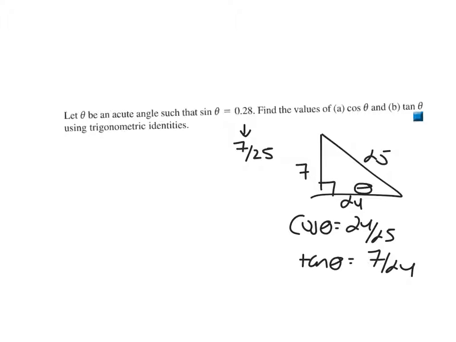Now, if you had trouble figuring out why that works, you can always turn this decimal into what it is as a sound. Meaning if you say it out loud, it's 28/100ths. So that's 28 over 100, and then you can just reduce the fraction. Then again, they give you the sine value, which means you're given opposite over hypotenuse. So then you can label it that way and figure out your ratios.